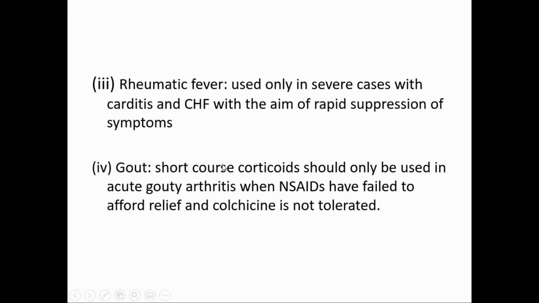Similarly, for the treatment of gout, there are different modalities like NSAIDs or colchicine to reduce the pain. Similarly, there are drugs that reduce uric acid production, and drugs which increase uric acid excretion. NSAIDs or colchicine are usually used to relieve the pain associated with gout. If colchicine or NSAIDs are not able to control it, or if these drugs are contraindicated, then only corticosteroids are used.